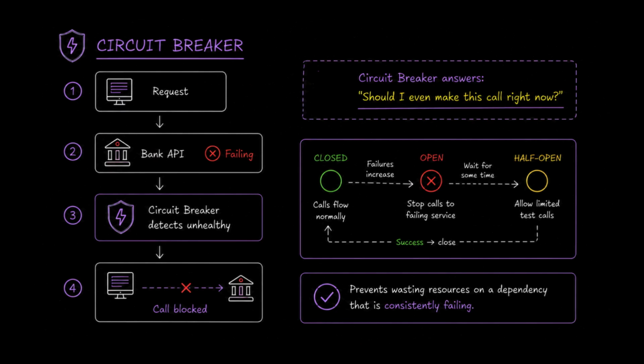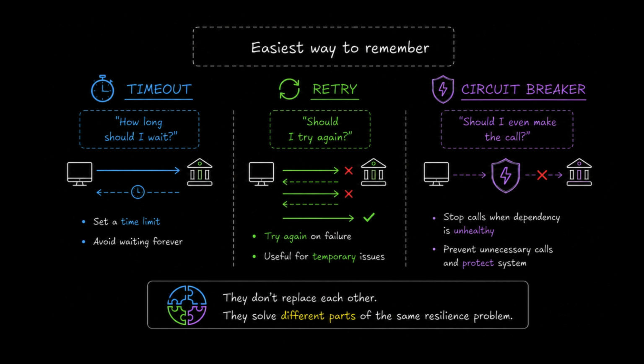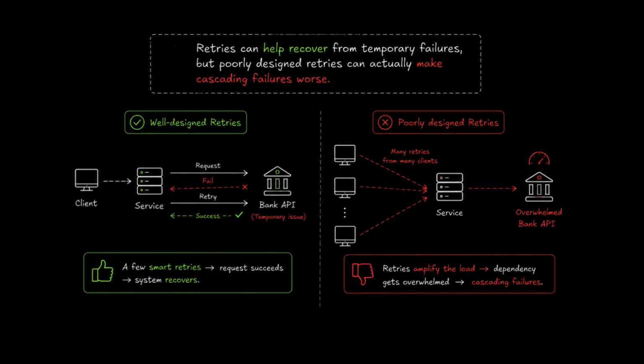The easiest way to remember the difference is, for timeout, how long should I wait? For retry, should I try again? For circuit breaker, should I even make the call? These three mechanisms don't replace each other. They solve different parts of the same resilience problem. Now there is something very important about retries. Retries can help recover from temporary failures, but poorly designed retries can actually make cascading failures worse.